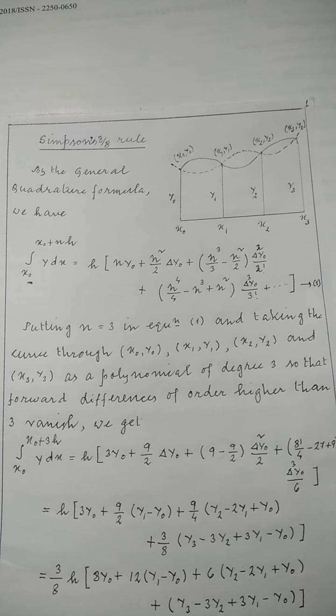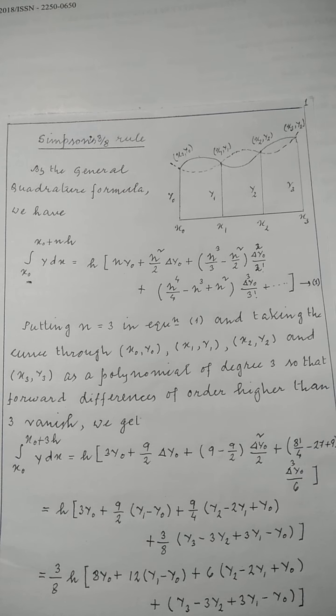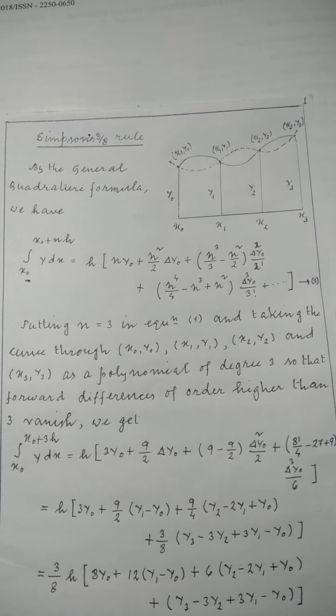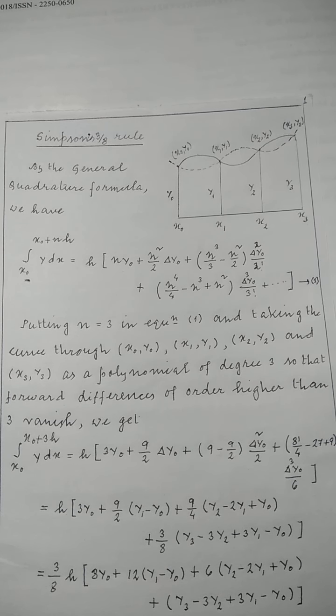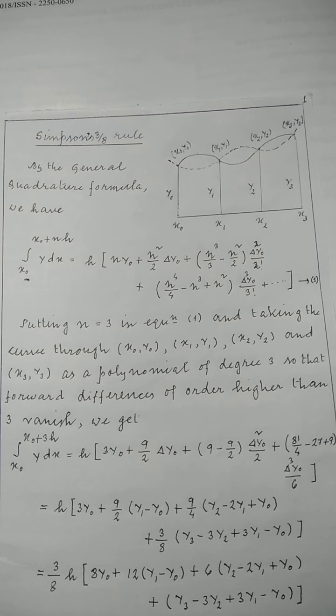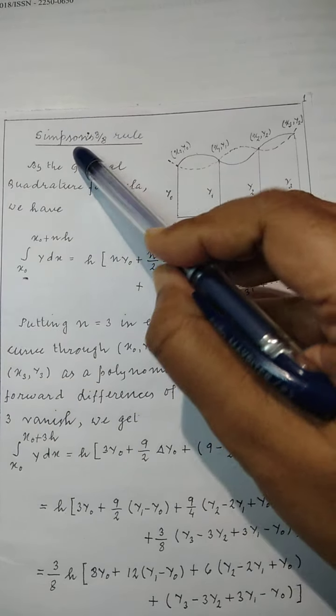So as you know, in order to deduce the trapezoidal rule and then Simpson's 1/3 rule, we have taken the help of the general quadrature formula. So in this case also, in order to obtain Simpson's 3/8 rule, we have to take the help of the general quadrature formula, and we have to take n equal to 3, and take the curve through the points x0, y0, x1, y1, x2, y2, and x3, y3. So let's start with the deduction of Simpson's 3/8 rule.